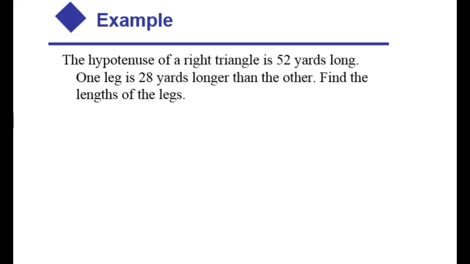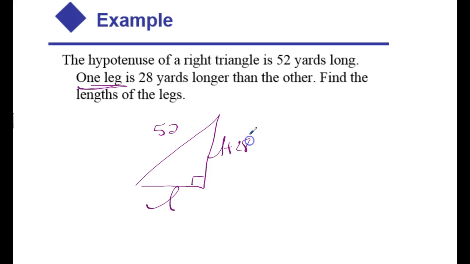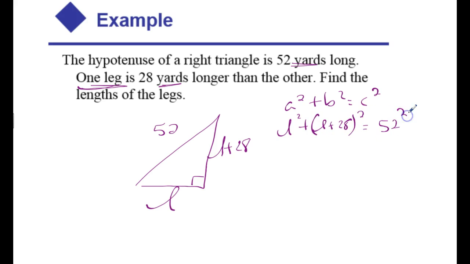Let's try another one. The hypotenuse of a right triangle, I like drawing a picture that doesn't even look like a right triangle, is 52 yards. One leg is 28 longer than the other. So if I let this be one leg, and then the other leg is 28 yards longer, everything's in terms of yards, so I don't have to do any conversions, then I remember my a squared plus b squared equaling c squared from my geometry days. So L squared plus (L plus 28) squared are the two legs, and that should equal 52 squared.